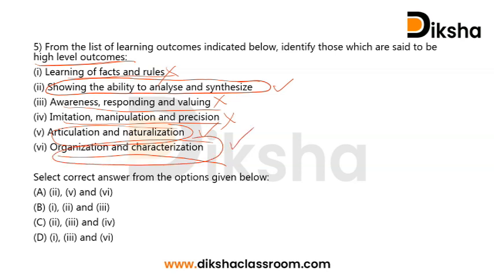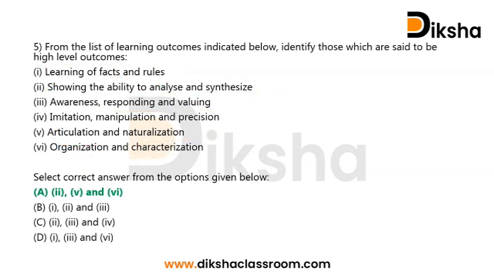So simply, the learning outcome which can be set as a high level outcome will be, as in this question, showing the ability to analyze and synthesize, articulation and naturalization, organization and characterization. So all these can be considered as learning outcomes which have the nature of higher level outcomes in a teaching learning process. So the correct answer will be the option containing the codes 2, 5 and 6. That is option A.